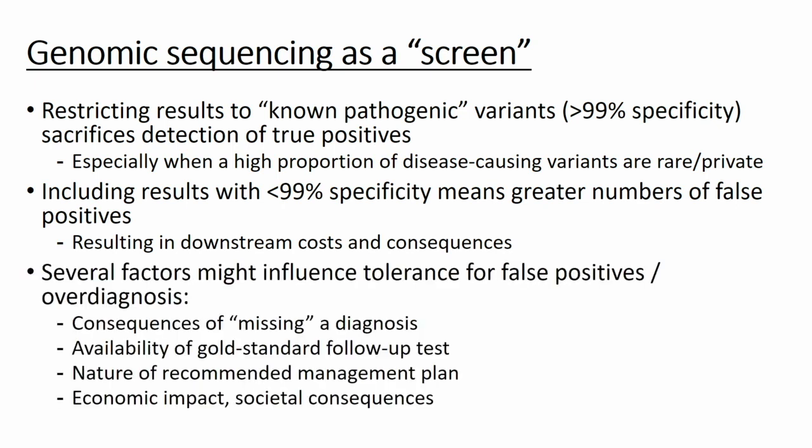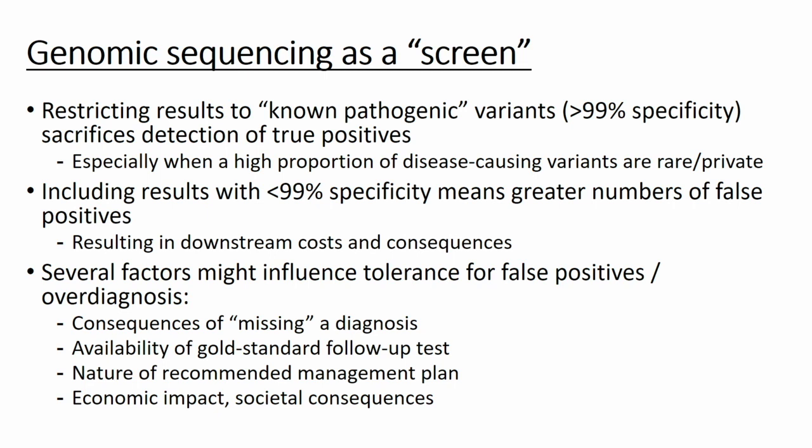So I think there are several factors that might influence our tolerance for false positives. And those things might be, for example, what would be the consequences of missing a diagnosis? And there may be some conditions where, in order to avoid harms to patients, we might want to have a higher number of false positives. I think if there's a gold standard follow-up test that can be done to adjudicate the genetic variation, that would be a reason to return more variation that might be essentially false positives, but would be accessible.